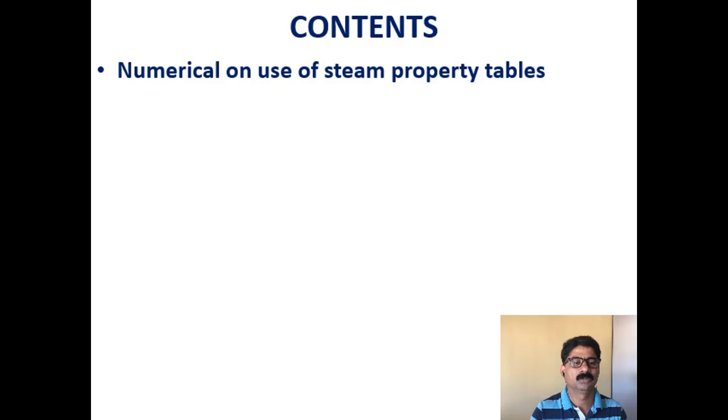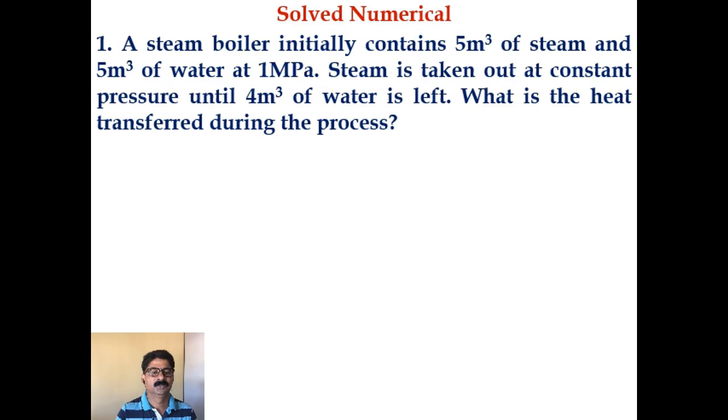So, we will solve a numerical on the use of steam property tables. Let us take this numerical. A steam boiler initially contains 5 meter cube of steam and 5 meter cube of water at 1 megapascal. Steam is taken out at constant pressure until 4 meter cube of water is left. What is the heat transfer during the process?